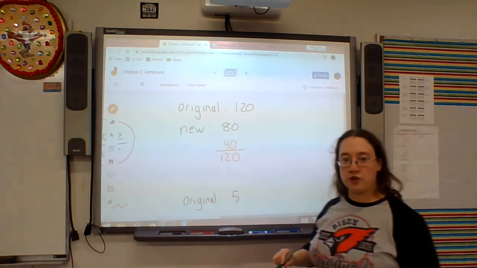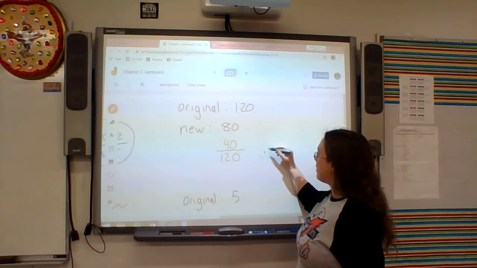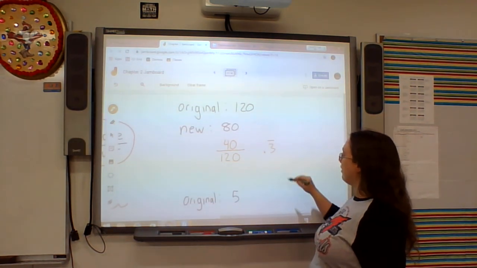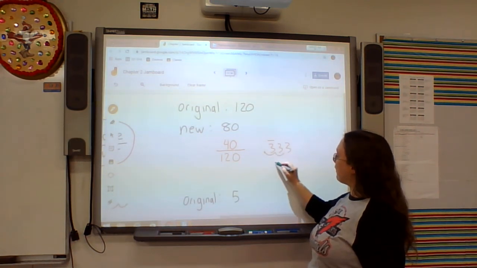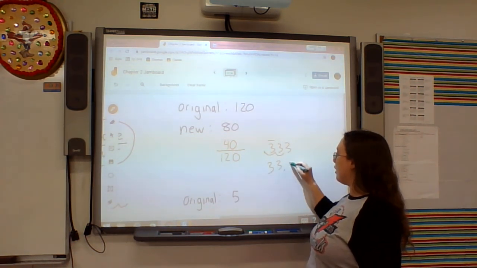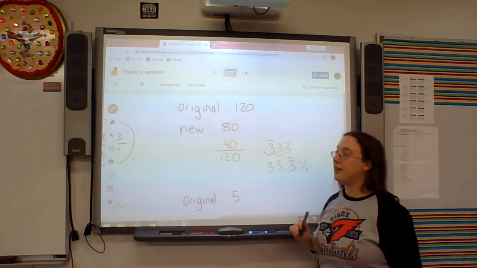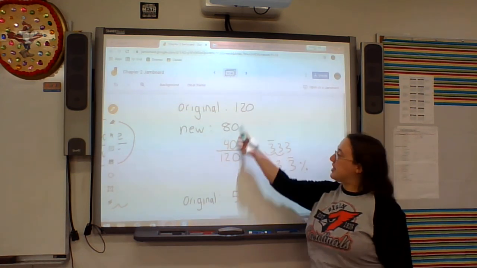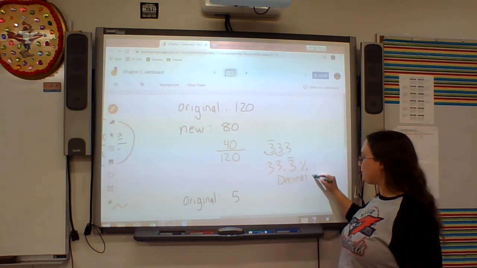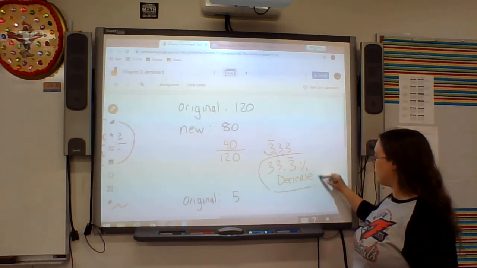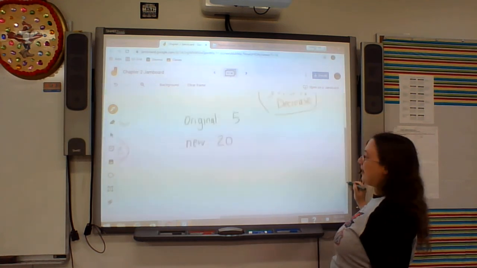So then if we want that as a percent, we're taking your top divided by your bottom, which gives you 0.3 repeating. And just stick a couple more 3s on there. So we're going to call that 33.3 repeating percent. And then if we're going down, that's going to be a decrease. Nothing too awful.